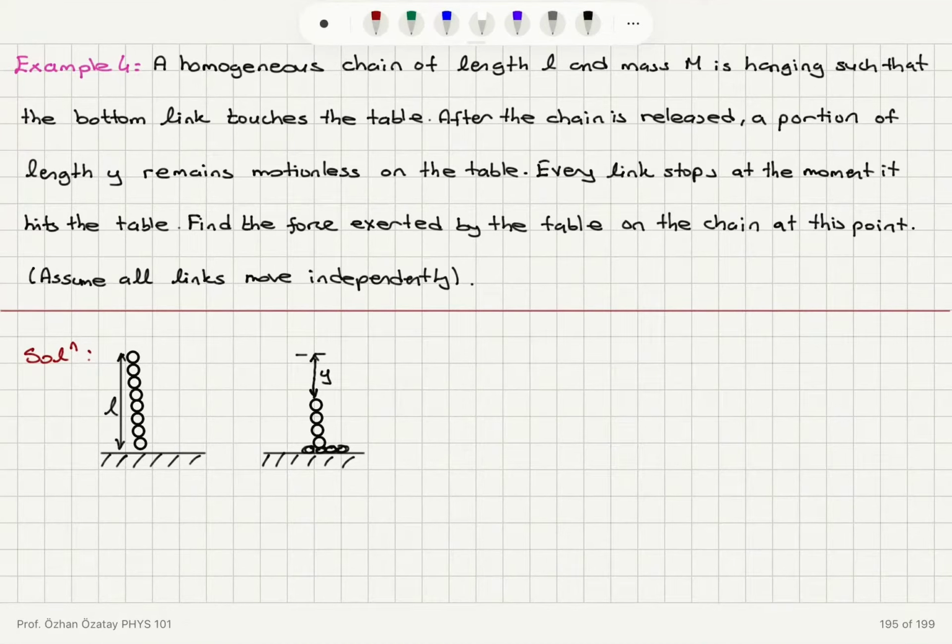Before we move on to rotations, let's solve a few more examples on linear momentum.